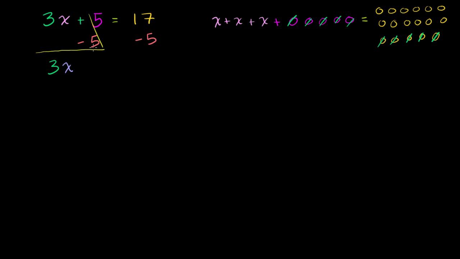The 5 and the negative 5 canceled out. And you see that here. When you got rid of these 5 objects, we were just left with the 3x's. This right here is the 3x. And the whole reason why we subtracted 5 is because we wanted this 5 to go away.